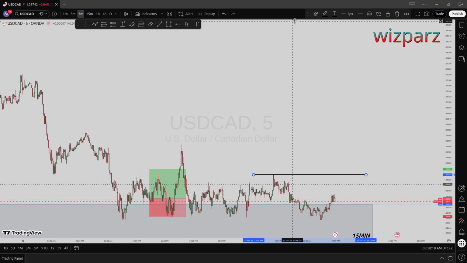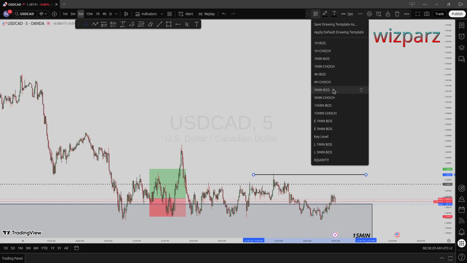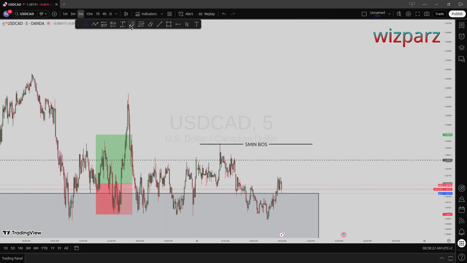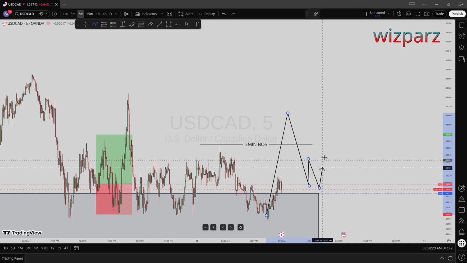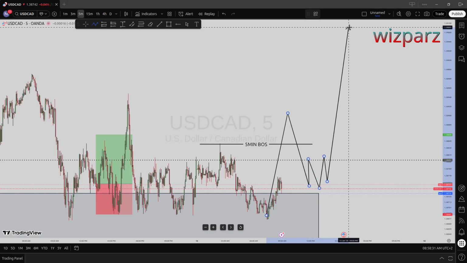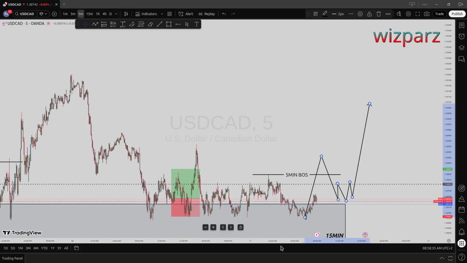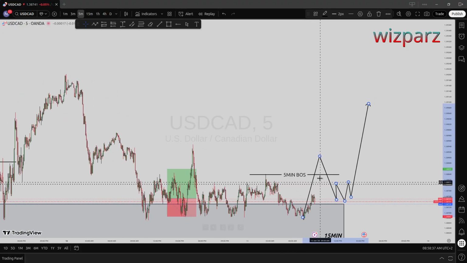on 5 minutes, we are going to look for a long opportunity. If price breaks this structure, we are going to look for a change of character on 1 minute, then long. Okay, and there is a probability that the market is going to trace and break this structure.